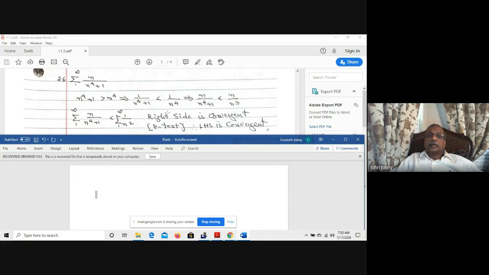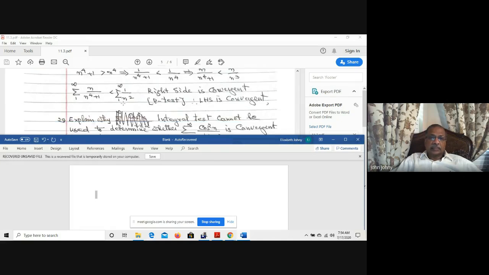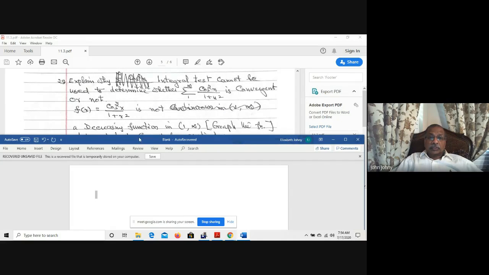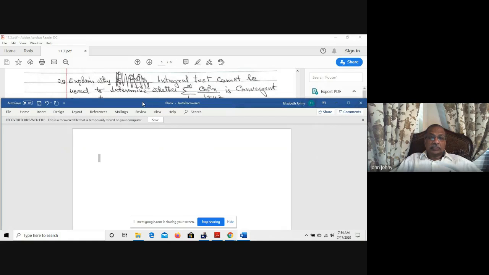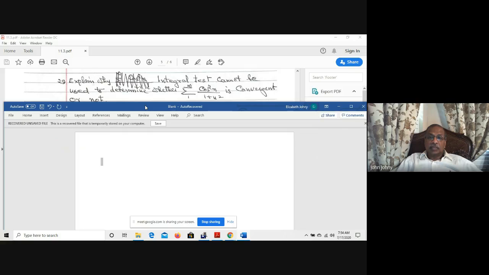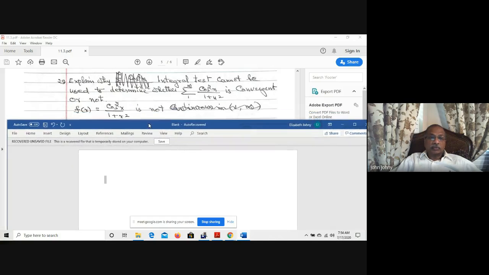As I mentioned earlier, in the next section, you will see an easier way, which is known by the name limit comparison test. This is the comparison test. Next section is limit comparison test, which is more efficient than the other methods. Okay, now the question is here. Explain why the integral test cannot be used to determine whether sigma 1 to infinity cos squared n divided by 1 plus n squared is convergent.